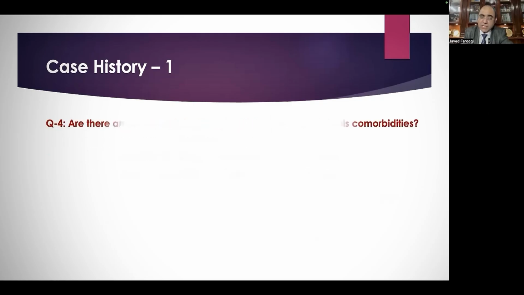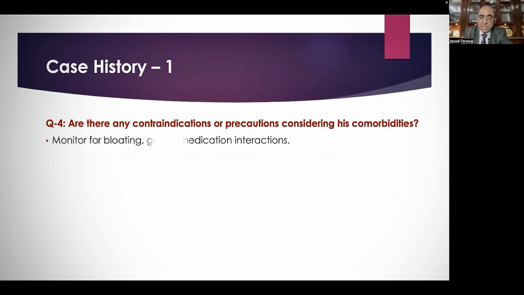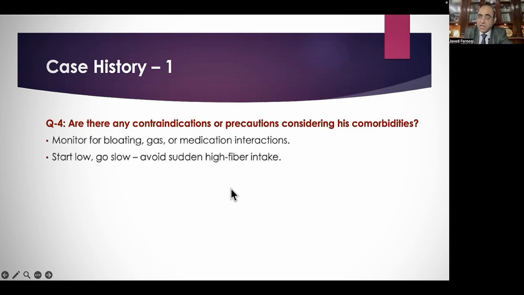The fourth question is, are there any contraindications or precautions considering his comorbidities? He's diabetic, he's hypertensive, and has osteoarthritis. So the answer is, monitor for bloating, gas, or medication interactions. Start low, go slow. Avoid sudden high fiber intake.